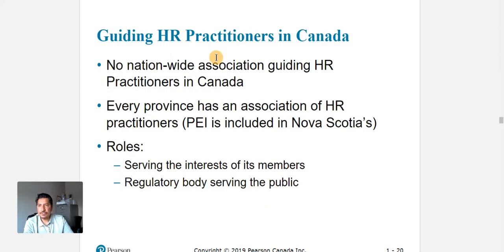Guiding human resource practitioners in Canada. No nationwide association guides HR practitioners in Canada. Every province and territory has an association of human resource practitioners, including Prince Edward Island and Nova Scotia. Rules serve the interest of its members, regulatory bodies serve the public.